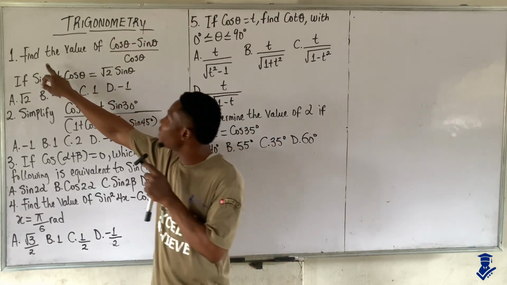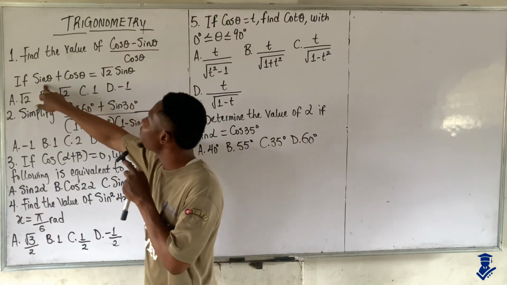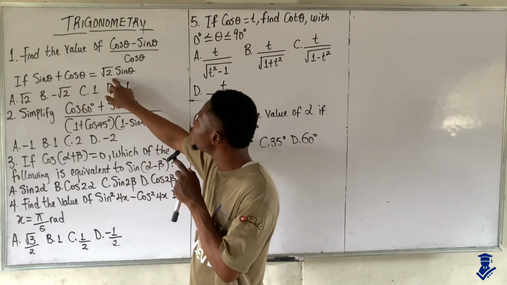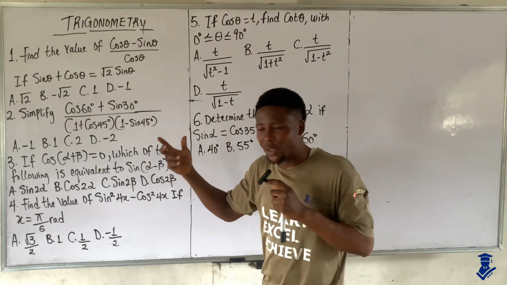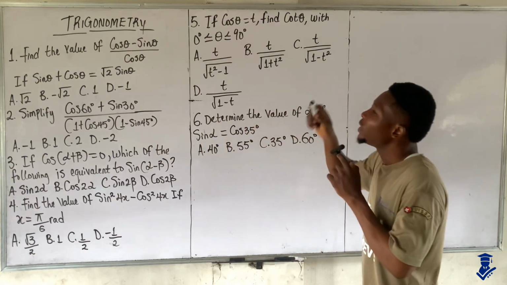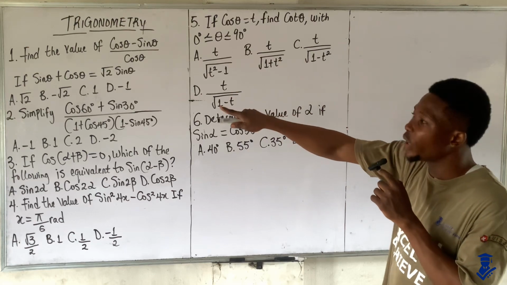Now the first question says: find the value of (cos theta minus sin theta) over cos theta, if sin theta plus cos theta is equal to root 2 sin theta. Now how do we solve this? It's very easy. They said find the value of (cos theta minus sin theta) over cos theta, given that.